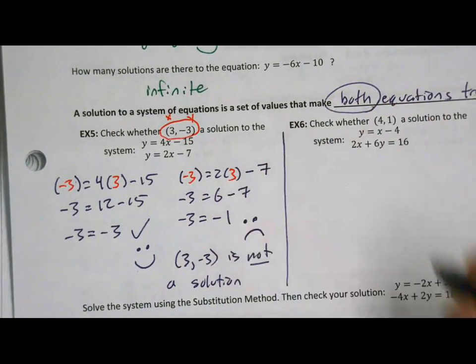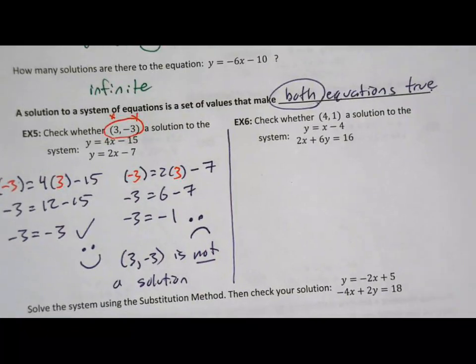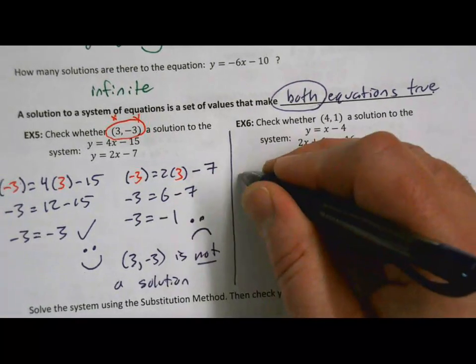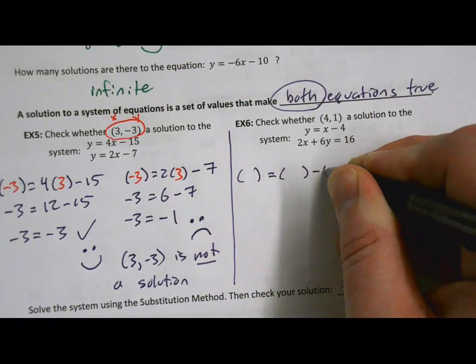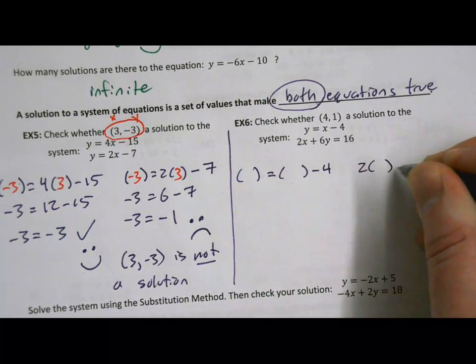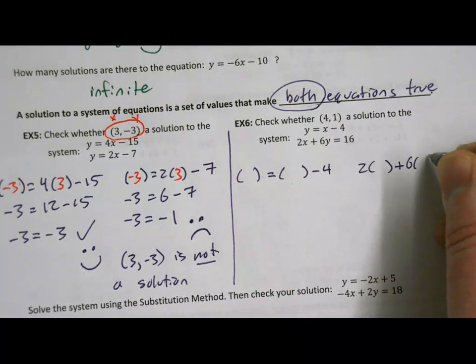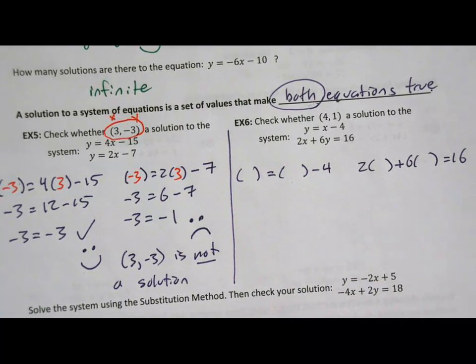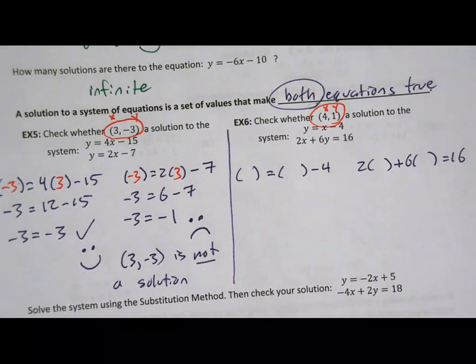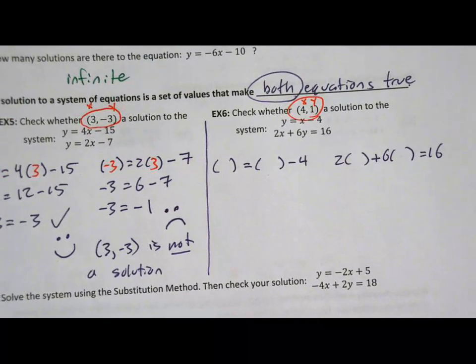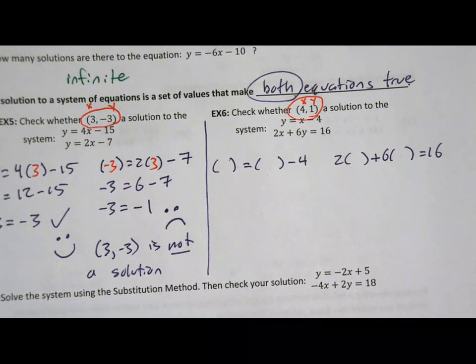Could I get you guys to check this system here? You're going to put 4 and 1 in. Go ahead and start by rewriting both of your equations, but leave your x's and your y's out. And then test by plugging 4 and 1 in for x and y, and see, hopefully this time both of them will be true. This will be our last one for today. While you guys are working on that, I'm going to pass out your assignments.